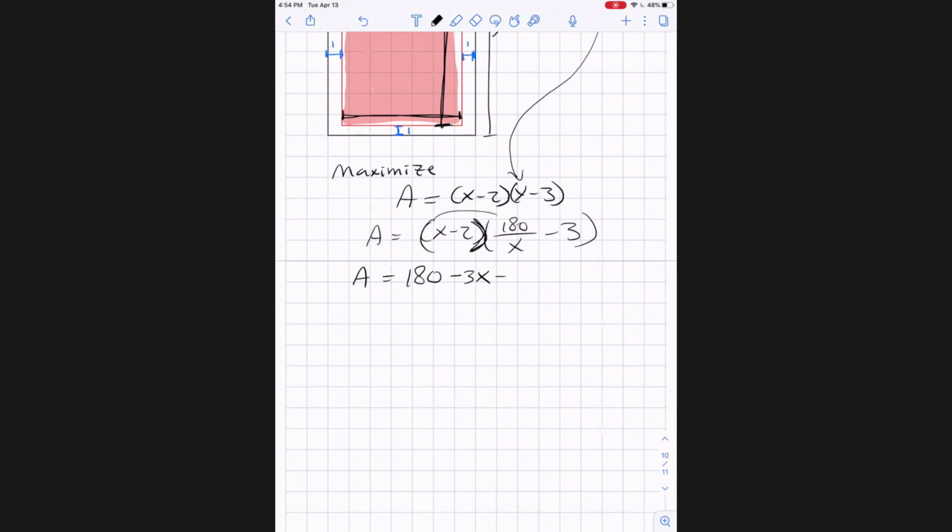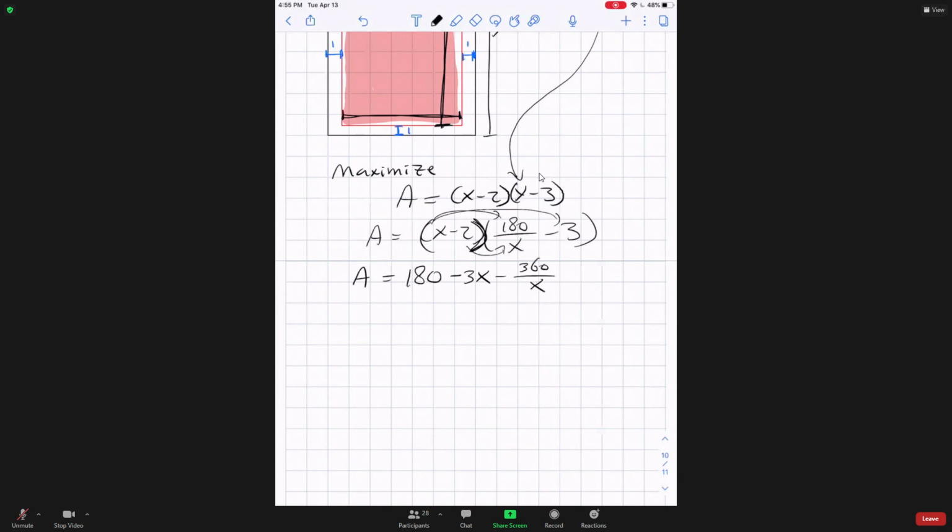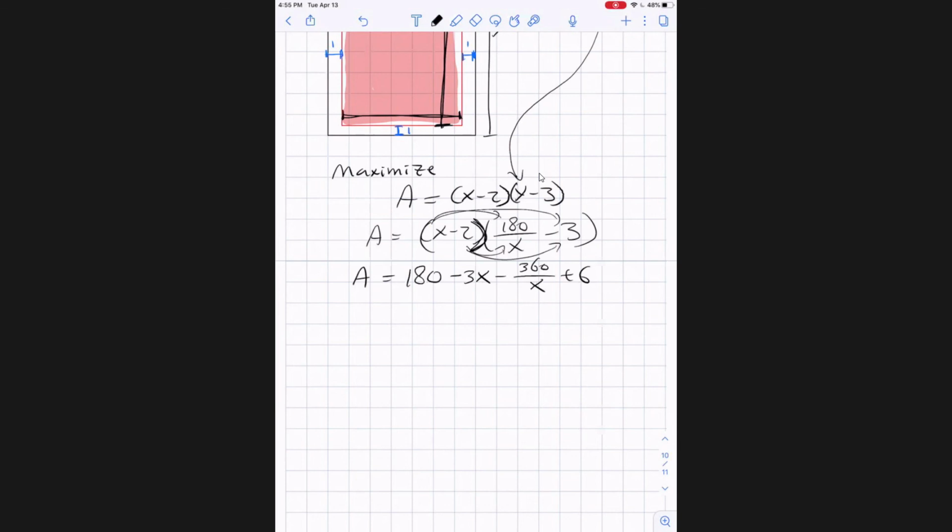All right, so x times 180 over x, the x's cancel out, it's 180. x times minus 3 is minus 3x. So minus 2 times that is minus 360 over x. And then minus 2 times minus 3 is plus 6. There are no like terms. Oh, there are, the 180 and the 6, so you get A equals 186 minus 3x minus 360 over x. I'm going to change this to minus 360 x to the minus 1.